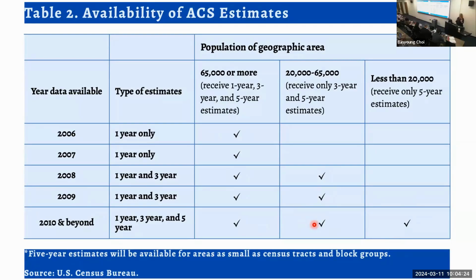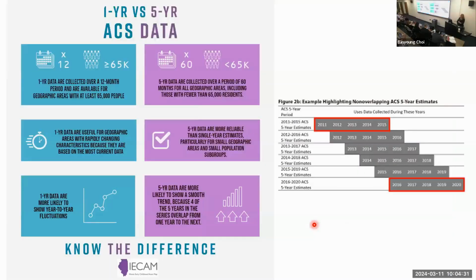This is an old table from some congressional testimony that Bob Groves did a couple years ago. And this just highlights again, for your sake, the difference between the 1 year and the 5 year ACS data. So the 1 year data get collected over the course of a year. They're available, but only for those geographies that have a large enough population. Whereas the 5 year data are collected over many years, and they can include geographies with fewer than 65,000 people.